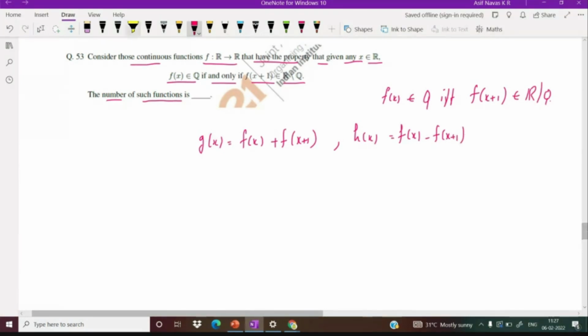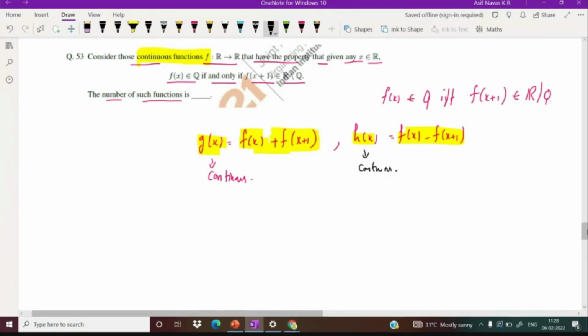One of the important things is that this function is continuous, and continuity has a special role here. Therefore f of x plus 1 is continuous. So g of x is continuous because it is the sum of two continuous functions. And also h of x is the difference of two continuous functions, therefore it is continuous. So g of x and h of x are continuous.